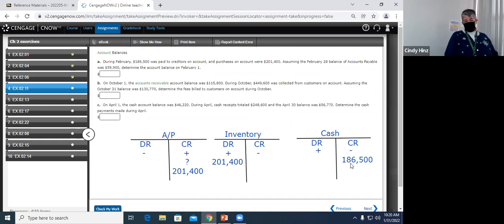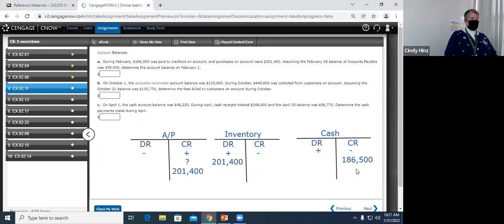So we used $186,500 of our cash. That's one of the accounts that's affected. We have a credit, but we need a debit for the exact same amount to balance against that. So what other account is affected here? Accounts payable. And Marcia, I just saw your note in the chat. Yes, that's correct. We decreased cash.